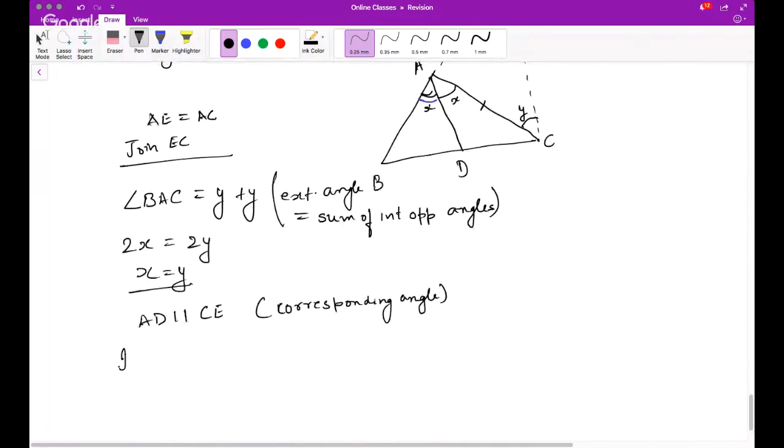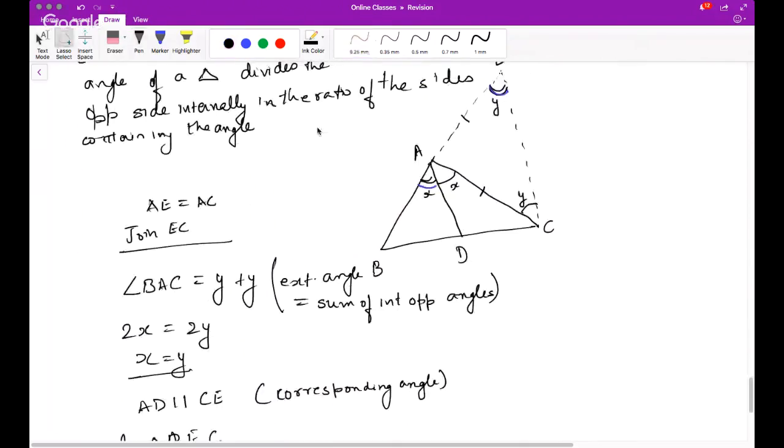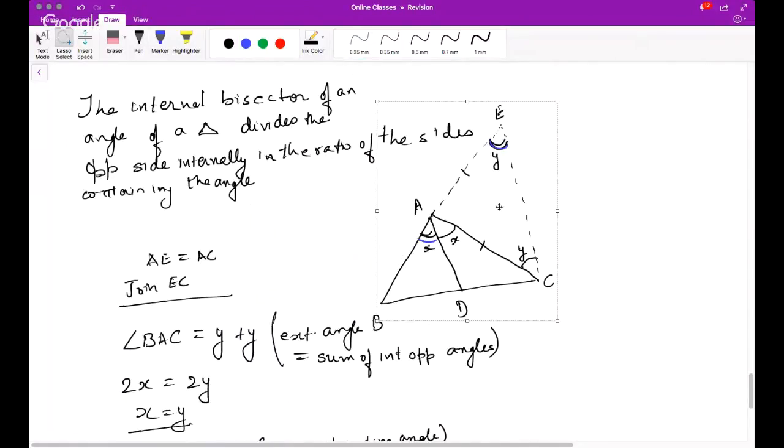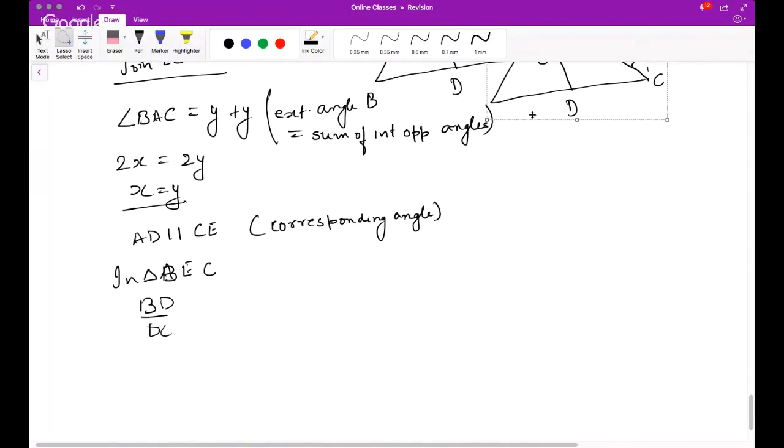Then again, in triangle B, E, C, I can use BPT. In triangle BEC, I can use BPT and say BD upon DC. Let me again take this picture here so that it is with you. Okay, so yeah, so then I can say, take this, yeah, so I'll paste it here.